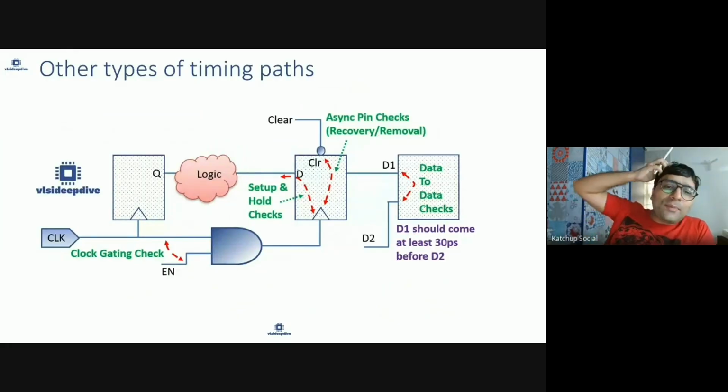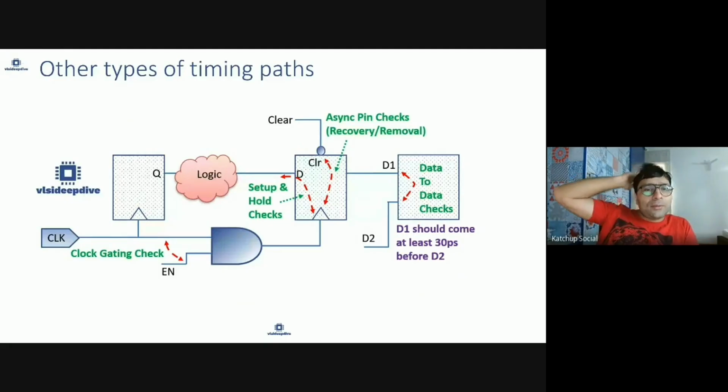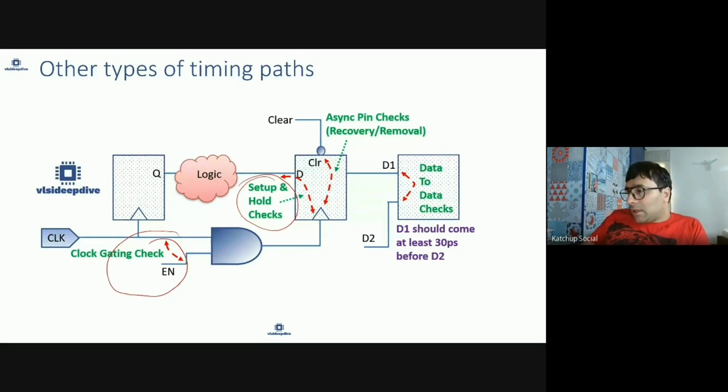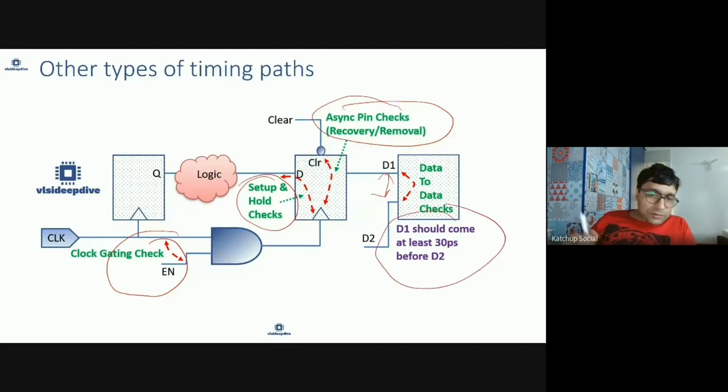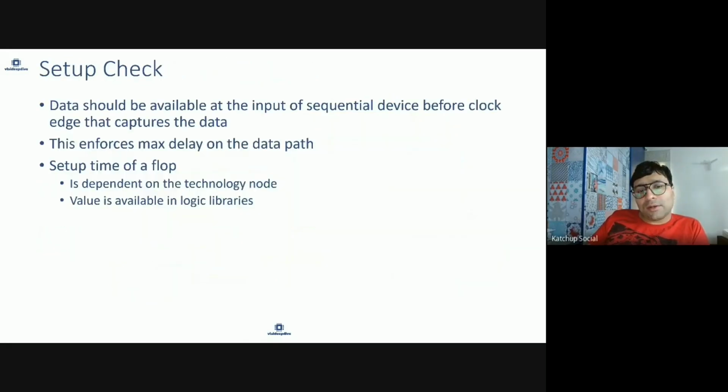So what are the types of checks? The types of timing paths it checks: it checks for setup and hold timing. It checks for clock timing on the clock gates. It checks for async pins, reset and clear, whether you are meeting your timing and frequency goal, or maybe you can define particular checks from one data to another data, that it also checks. But the primary majority of the checks are setup and hold time. That is the main goal of running static timing analysis.